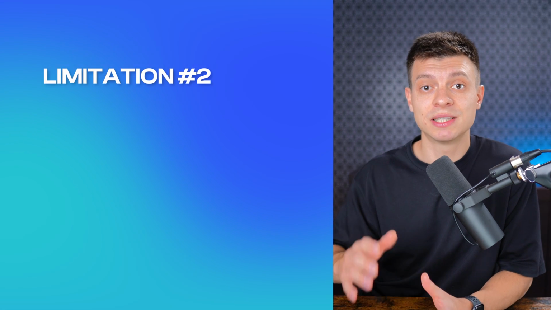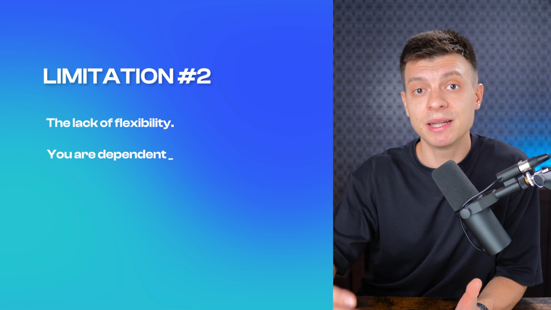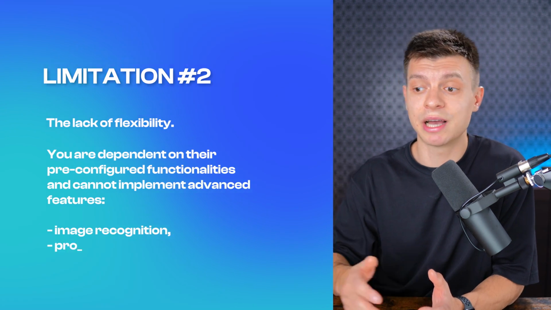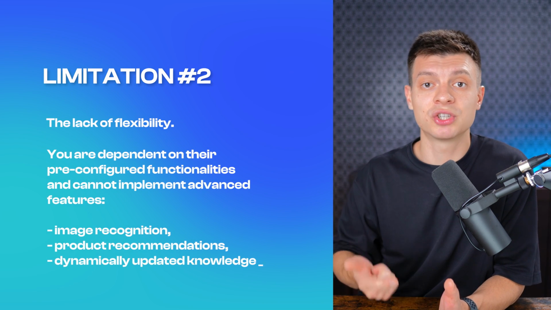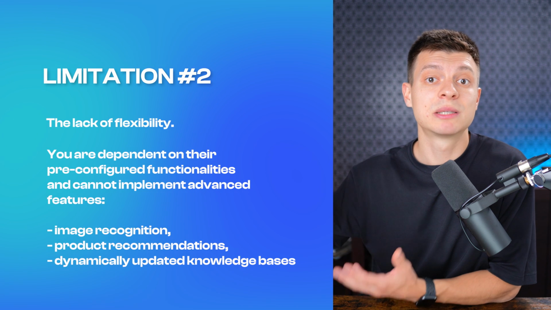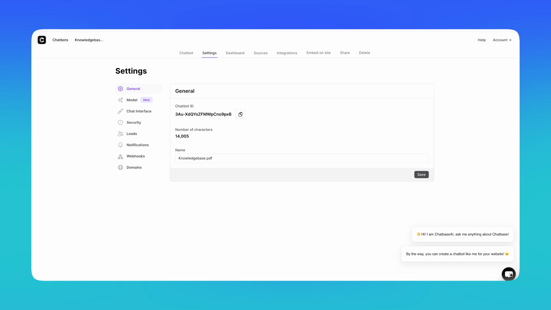The second limitation is the lack of flexibility. You are dependent on their pre-configured functionalities and cannot implement advanced features like image recognition or product recommendations or, you know, an online dynamically updated knowledge base such as spreadsheets, for example. And while webhooks functionality is available and theoretically you can build custom code for those advanced features and integrate it, this raises the question, if you are capable of building such code, why overpay for Chatbase when you can use the assistant API from OpenAI directly?